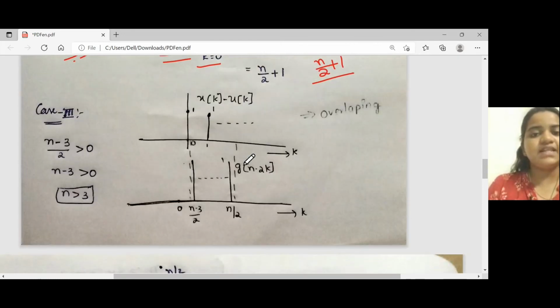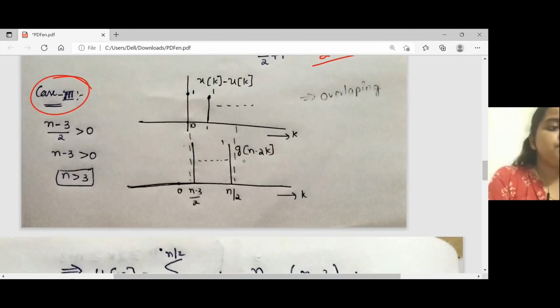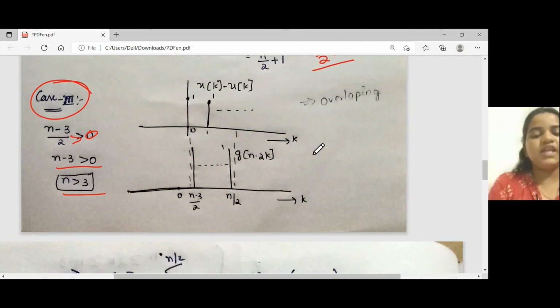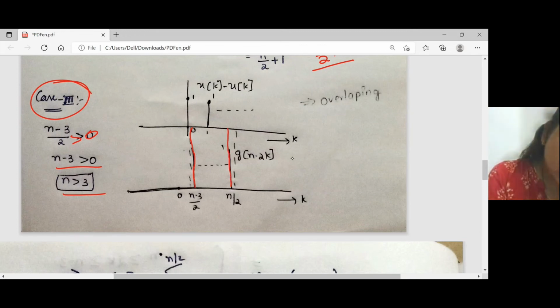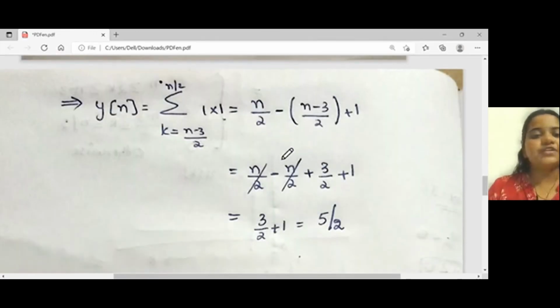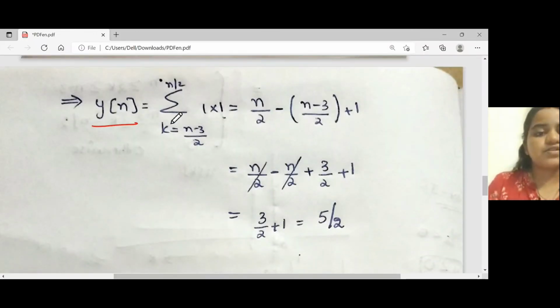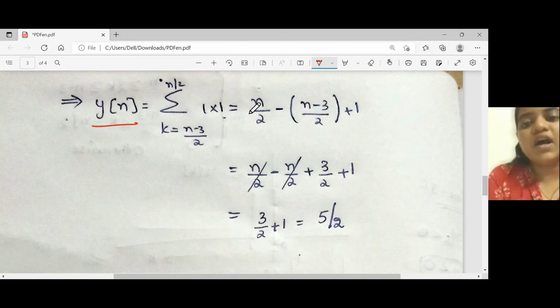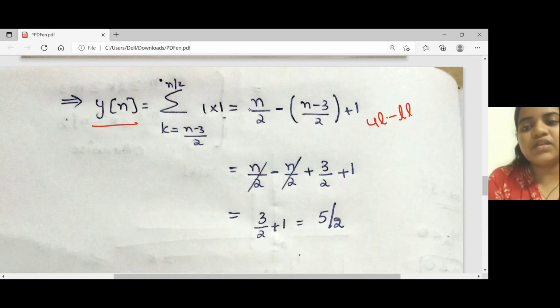Then let's see case 3. For case 3, n minus 3 by 2 should be greater than 0. Therefore, n minus 3 should be greater than 0 and n should be greater than 3. After plotting the graphs of x of k and z of n minus 2k, we will find there is an overlap here and here, where the limits are n minus 3 by 2 and n by 2. So y of n is equal to the summation of k equals n minus 3 by 2 to n by 2, 1 into 1, that is equal to upper limit minus lower limit plus 1.